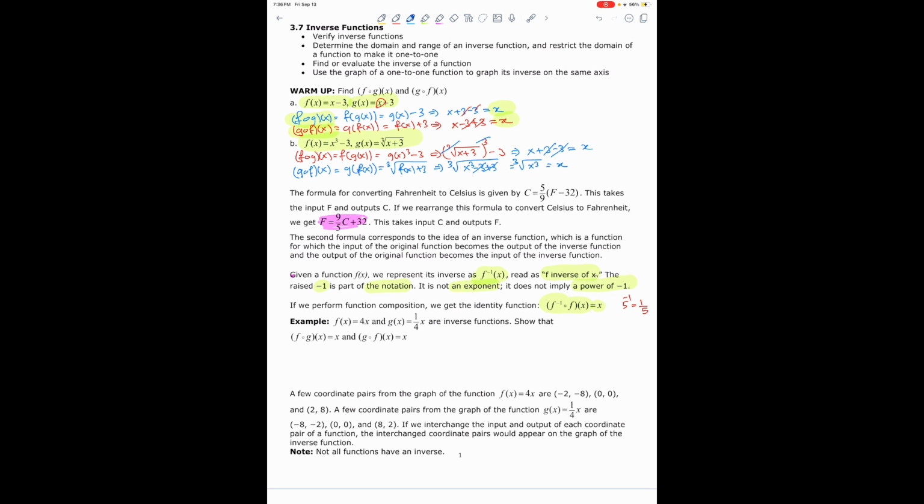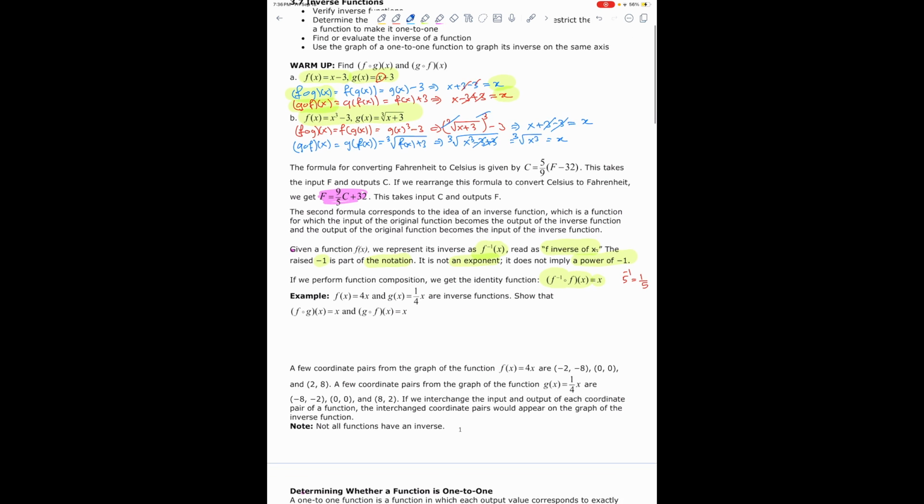Here is another example. If you have f of x is equal to 4x and g of x is a quarter x, these are inverse functions. Show that f of g of x is equal to x and g of f of x is equal to x. So again, f of g of x is basically f of g of x. We're going to remove each x in f of x and replace it with g of x. So that is 4 times g of x, which is basically 4 times 1/4 of an x. Notice how the 4 is going to cancel with the 4, and the final answer here will be x.